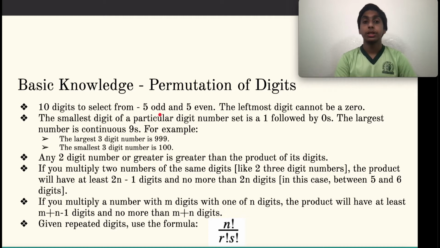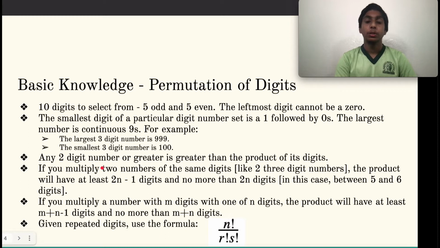There are 5 odd digits and 5 even digits that I can choose from when I'm making a number. The smallest number of a particular digit count is a 1 followed by zeros. The largest number is continuous 9s. For example, the smallest 3-digit number is going to be 100, a 1 and 2 zeros. The largest 3-digit number is going to be 999, continuous 9s. This is just a quick little trick you can keep in mind when you're asked to find the largest or smallest number that relates to a particular set.